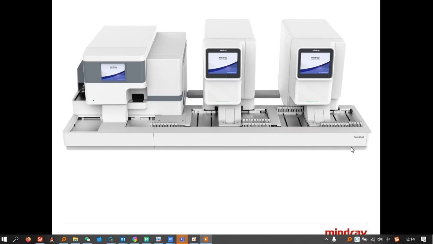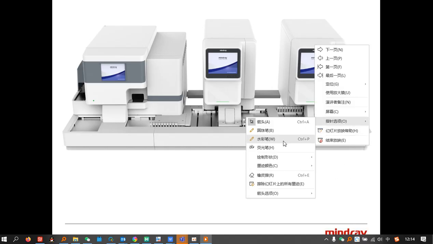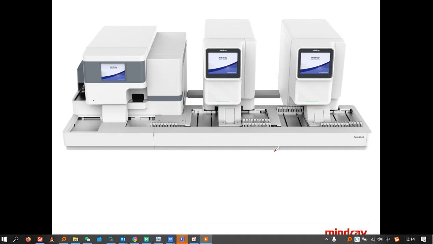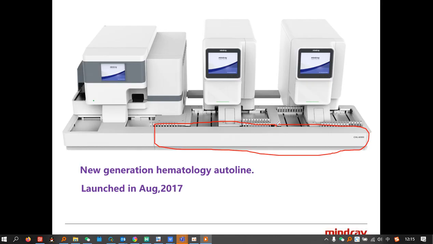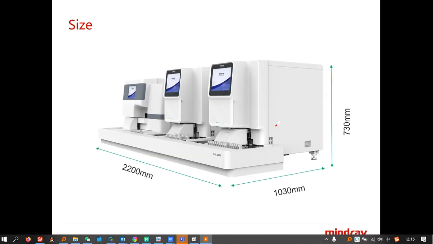And this is the appearance of the KEL 6000 version 1. And you can see this buffer autoloader. This dual autoloader is a whole unit and can be separated. And this is the size of it.